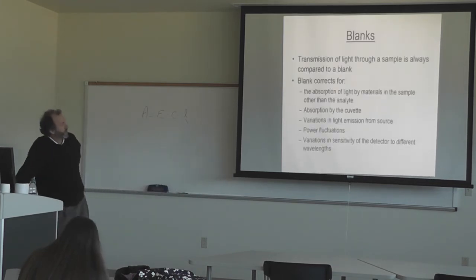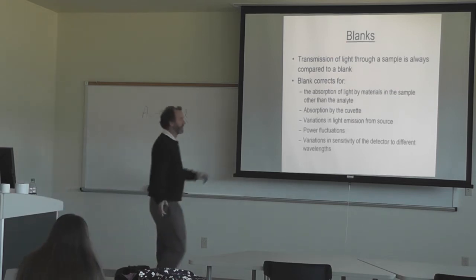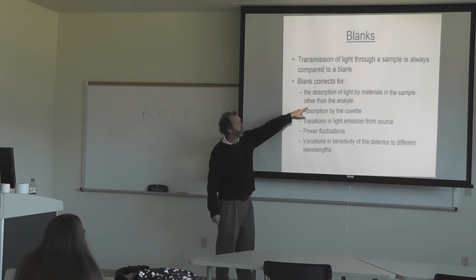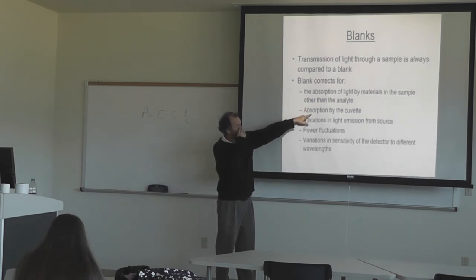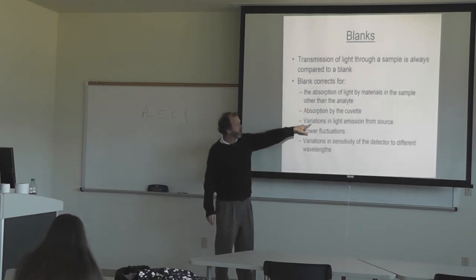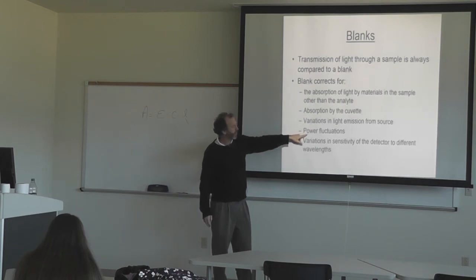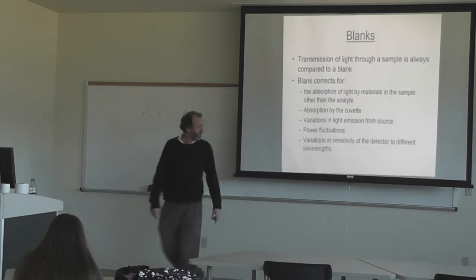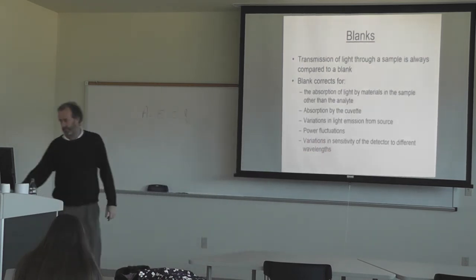So blanks: transmission of light through a sample is always compared to a blank, and that blank, like we discussed, is going to correct for the absorption of light by materials in the sample other than the analyte. The cuvette's going to absorb a bit, variations in light emission from the source, and power fluctuations, like we said. Variations in the sensitivity of the detector to different wavelengths.